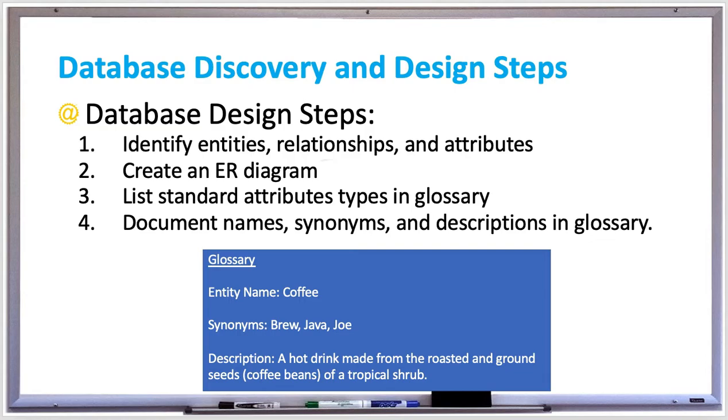Make the verb sound present tense and not past tense or passive. For example, it's not a good naming convention to name your relationship Artist-SangBy-Song. Instead, you want it to be Artist-Sings-Song.